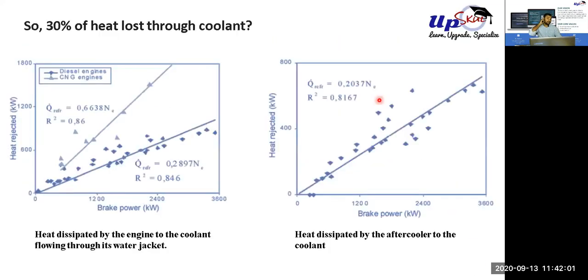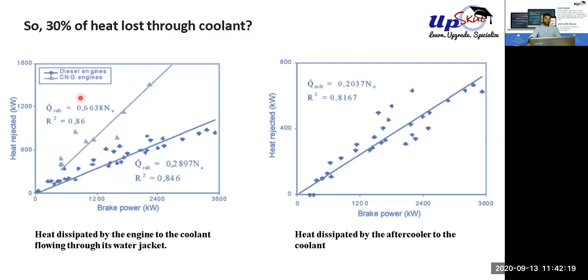So first thing, we don't know anything, so we are assuming 30% of heat is lost to coolant. As you can see here, as I was saying, these are some benchmark data. On the left hand side, you can see a curve showing heat rejected versus brake power.